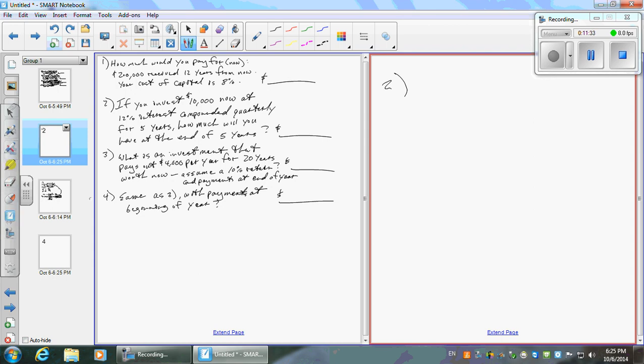You invest 10,000 now. What's that? That's a present value. At 12% interest compounded quarterly for 5 years. Okay, so I've got a present value at time 0 equals $10,000. So identify what they are. Okay? If you're using your calculator, you put that in as the present value, right? That's it. Okay? And what's the 12%?